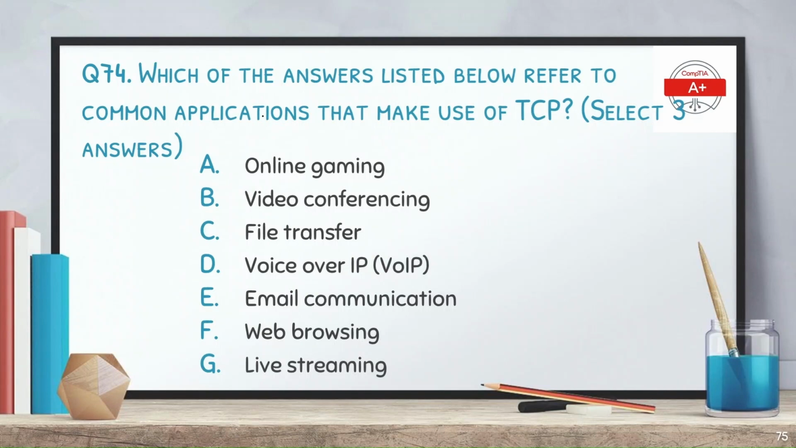Question number 74 is that which of the answers listed below refer to common applications that make use of TCP? And we have to select three answers. Options are A, online gaming; B, video conferencing; C, file transfer; D, voice over IP; E, email communication; F, web browsing; and G, live streaming. And the correct options are file transfer, email communication, and web browsing. These all are connection-oriented protocols that use TCP, while the rest use UDP.